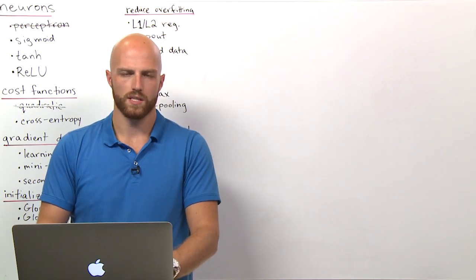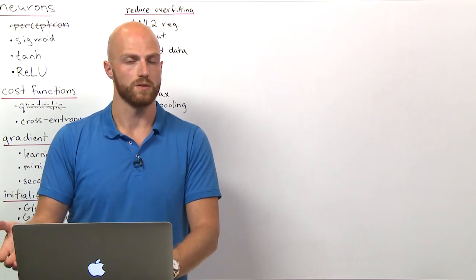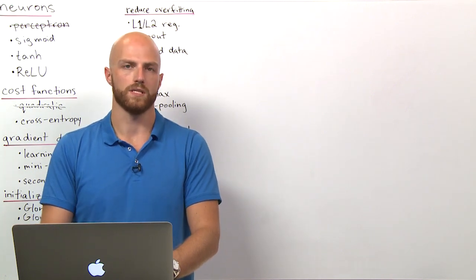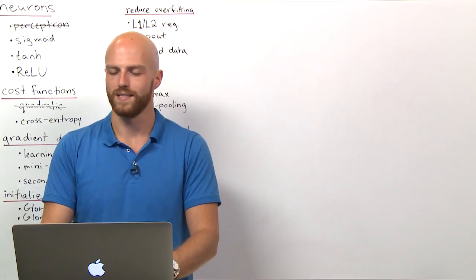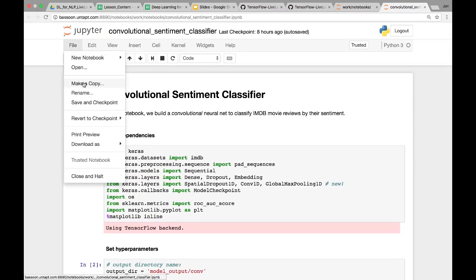So given the constraints of this smaller data set, is there something we can do, something clever we can do, to get even higher accuracy out of it? And I have an idea. So let's copy this notebook.